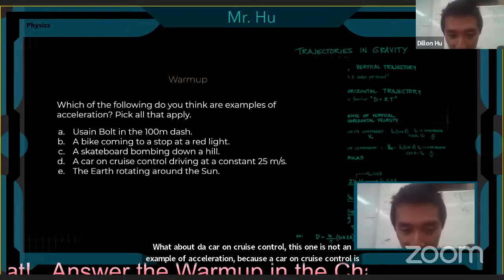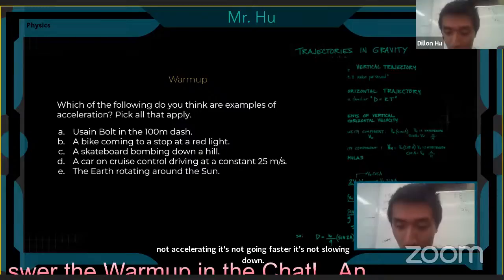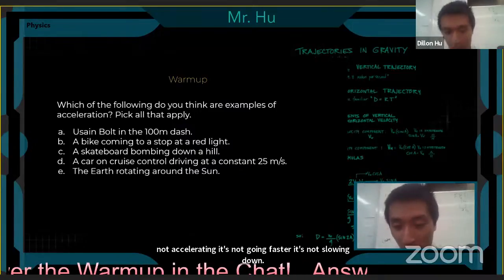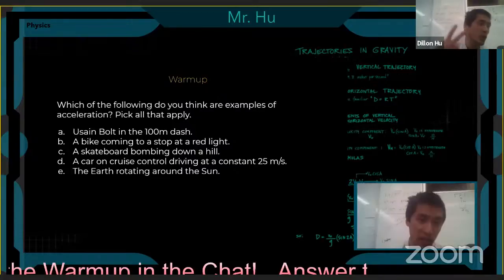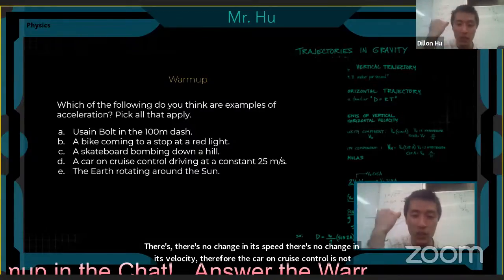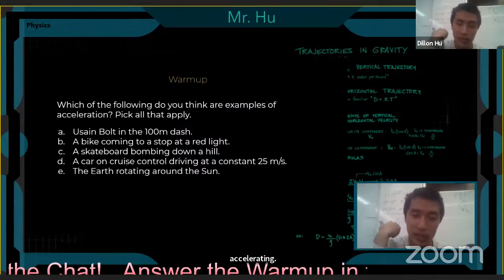This is indeed an example of acceleration because the Earth rotating around the sun is always changing its direction. Now, if you remember, acceleration is a change in our velocity. Our velocity has two components. It has speed and it has a direction. If either of those, or if both of those are changing, it means that we are accelerating.